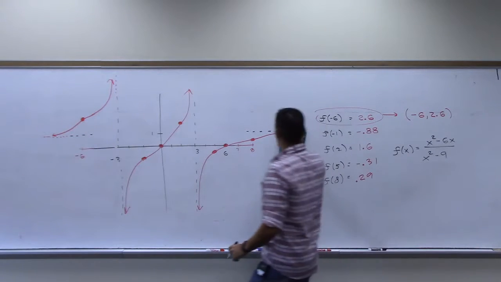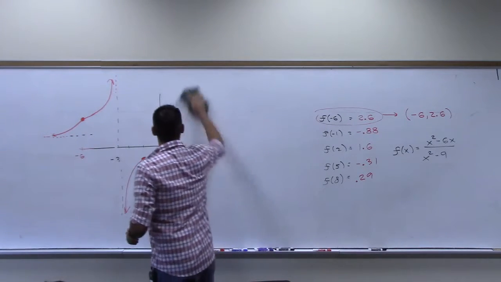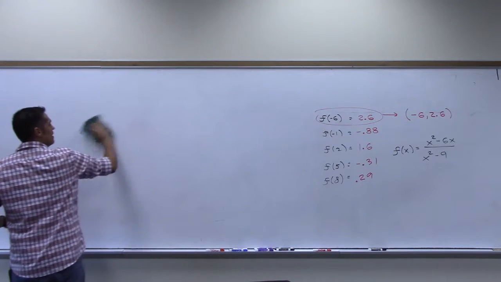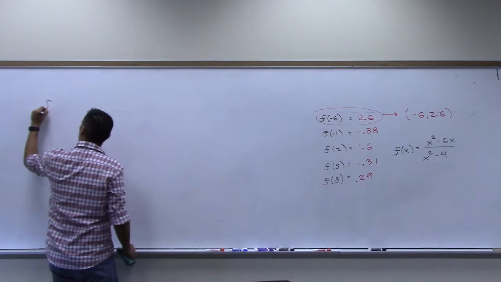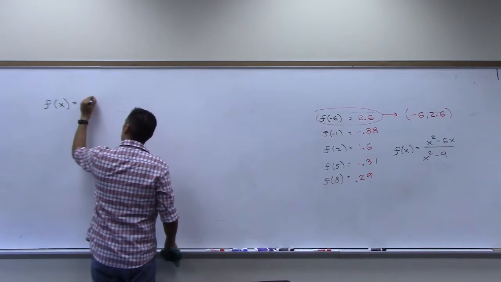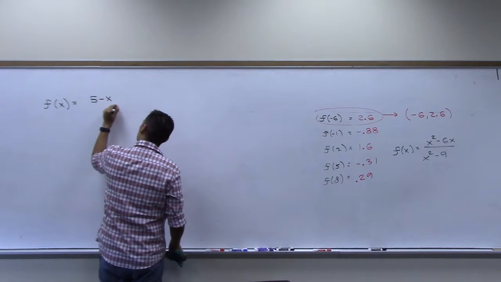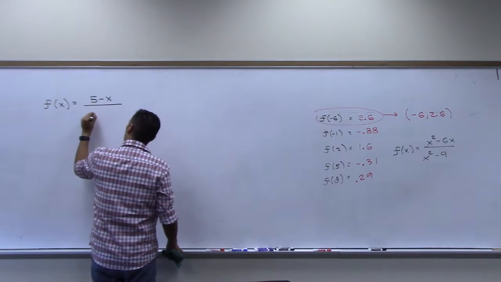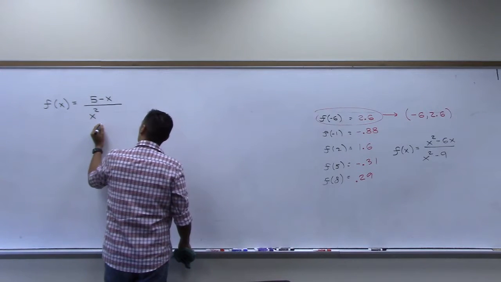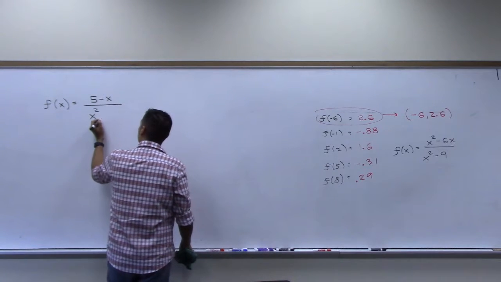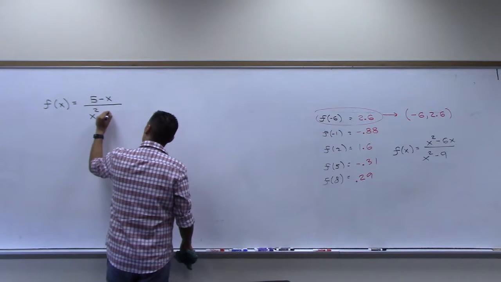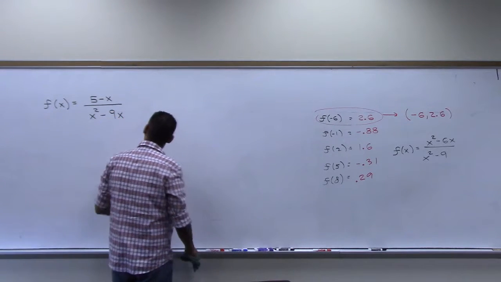Okay? All right, the next one I want to do is f of x equals, let's go 5 minus x over x squared minus 9x.